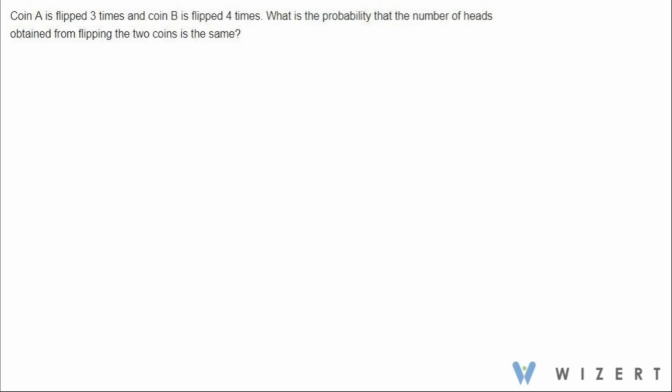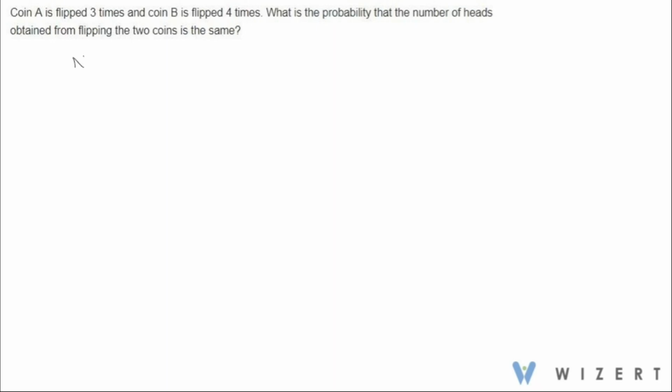Now let's see. The number of heads obtained in all these events or experiments is: we can get 0 heads, 1 head, 2 heads or 3 heads. In the experiment where the coin is flipped 4 times, we can get 4 heads as well. But we have to find the probability that the number of heads obtained from flipping both coins is the same.